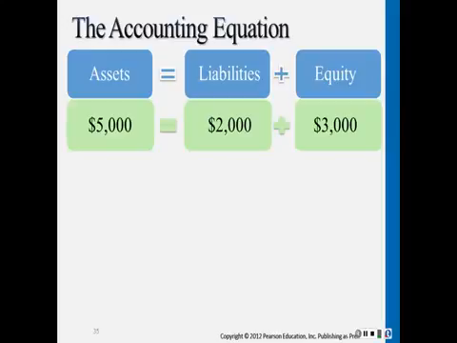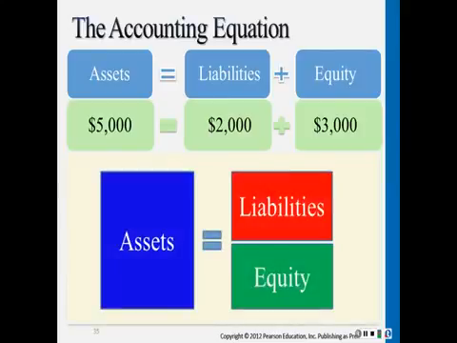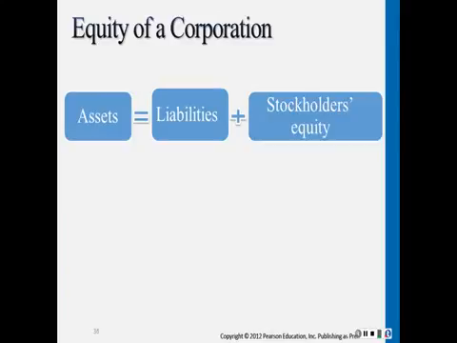The accounting equation shows how assets, liabilities, and stockholders' equity are related. Assets appear on the left side of the equation, and the liabilities and stockholders' equity appear on the right side of the equation. So the left side of the equation is always equal to the right.